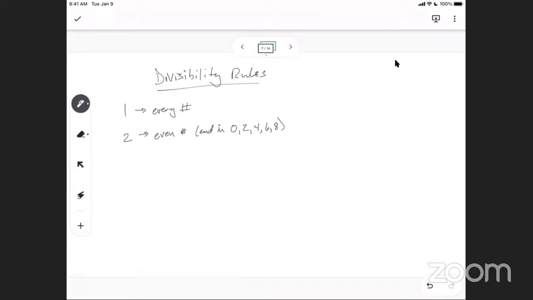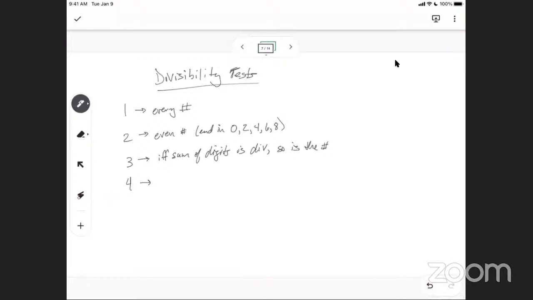How about divisible by 3? I just told you what that rule was. Or I should say divisibility tests, maybe, not rules. A number is divisible by 3 if the sum of digits is divisible by 3. If the sum is divisible by 3, so is the number. In fact, if and only if, meaning it goes both ways. If it's not the case, then it's not divisible by 3.